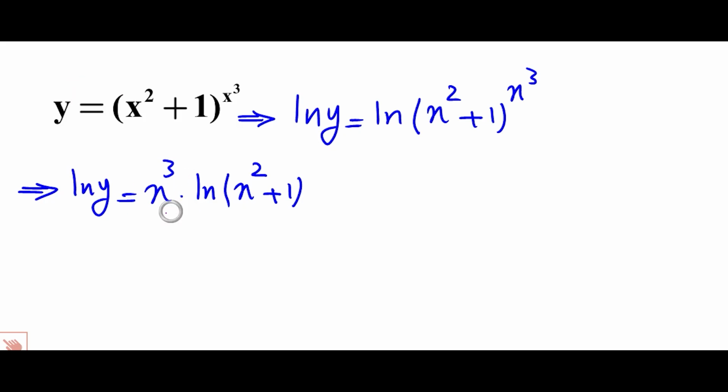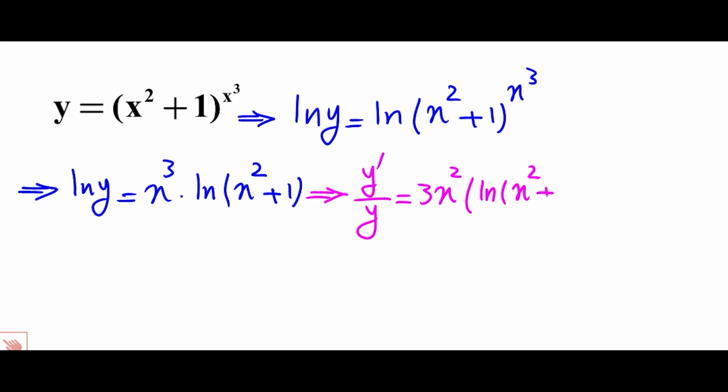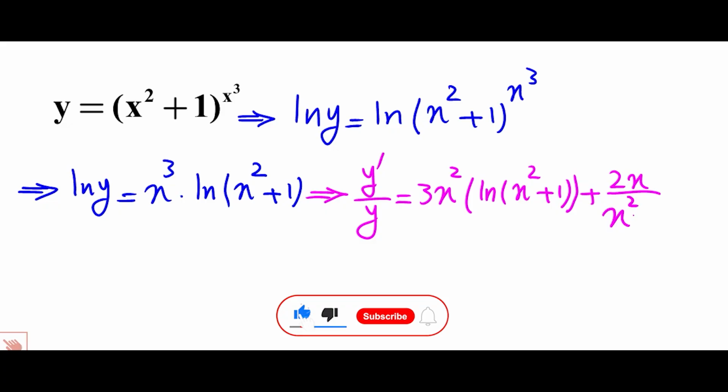Okay, now we take the derivative of both sides. So we have y prime over y is equal to, the derivative of the first is 3x squared times ln of x squared plus 1, plus the derivative of ln of x squared plus 1, which is 2x over x squared plus 1, times the first, x cubed.